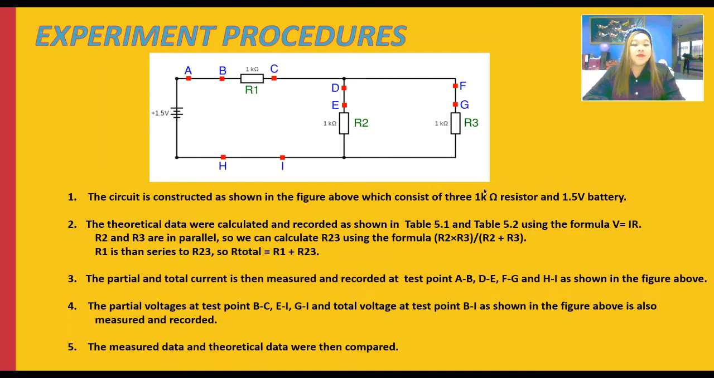Then the partial and total current is measured and recorded at test points A, B, D, E, F, G, H, I. The partial voltages at test points BC, EI, and GI are also measured and recorded using the multimeter. And then after that, we would compare the measured and theoretical data.